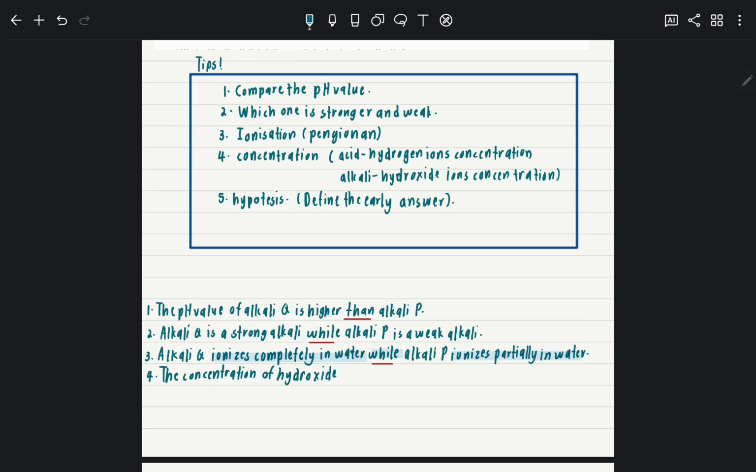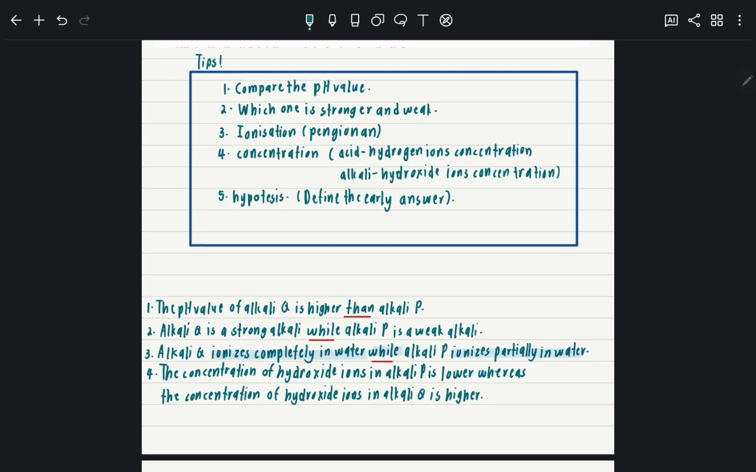If you say the concentration of alkali P, it is totally wrong. We want to know which concentration, the hydroxide ions concentration in alkali P. So hydroxide ions in alkali P is lower because it's a weak alkali, whereas or while, up to you, the concentration of hydroxide ions in alkali Q is higher.